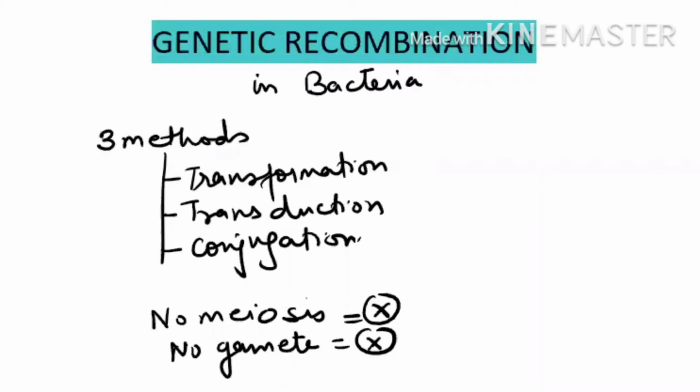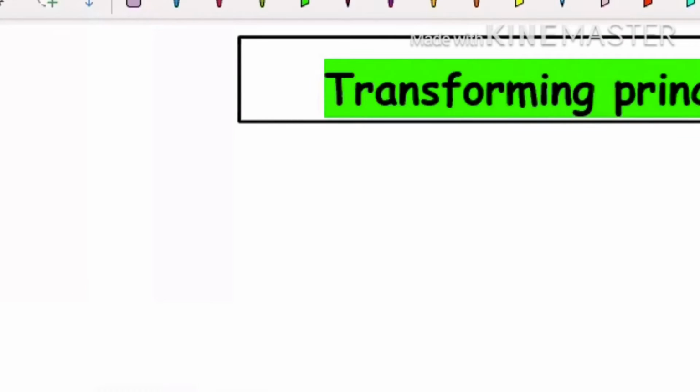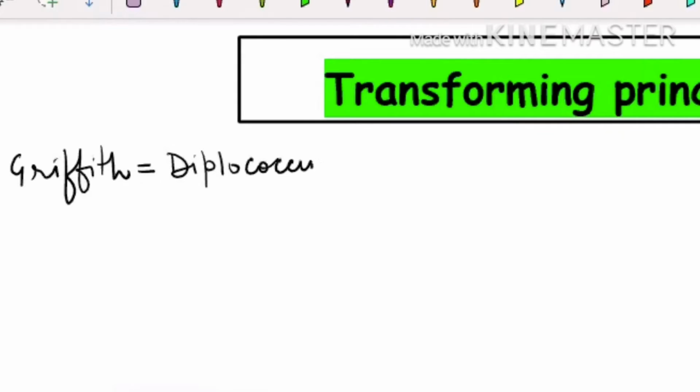Now we will be studying one by one. Today our topic will be transformation. Now let us study transformation in detail. The transforming principle was given by Griffith, who was working on Diplococcus pneumoniae. So the experimental material of Griffith was Diplococcus pneumoniae.